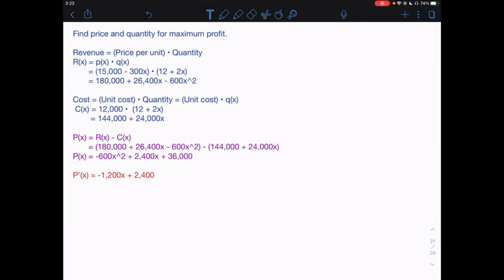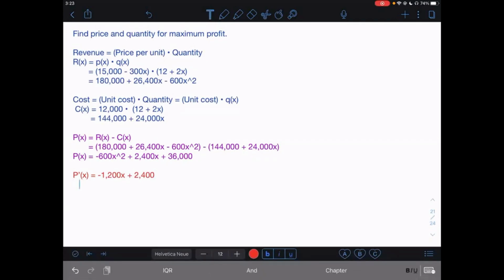Okay, and now we set it equal to 0. So we're trying to find a critical value that will optimize this function. We're trying to find its optimal point. So now we set it equal to 0 and solve for x. Solving for x using algebra, negative 2400 divided by negative 1200 gives us 2. Meaning what? That if we want to maximize our profit, we should make 2 price reductions.